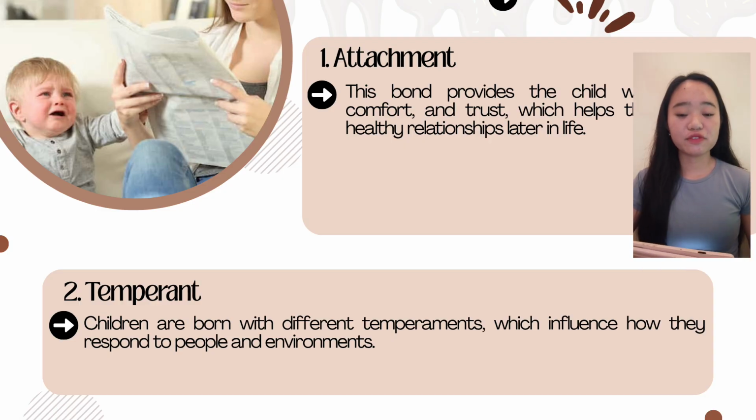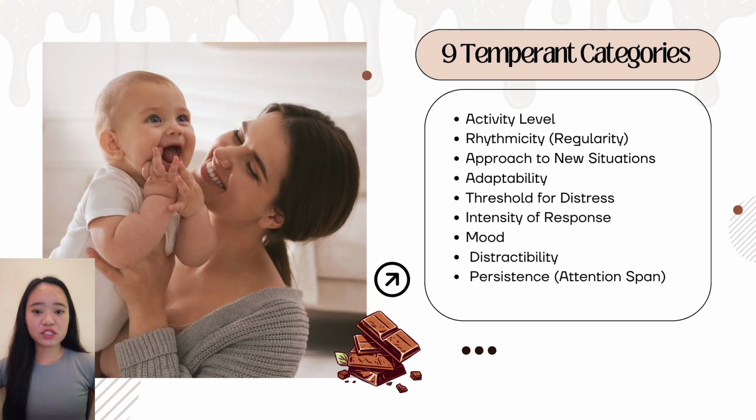The second element of socio-emotional development is temperament. So it refers to the natural personality or emotional style of a child. Some babies are calm and cheerful, while others may cry easily and become upset quickly. In the second element, temperament, we have 9 categories. We have the activity level, rhythmicity, approach to new situations, adaptability, threshold for distress, intensity of response, mood, distractibility, and the persistence or the attention span.